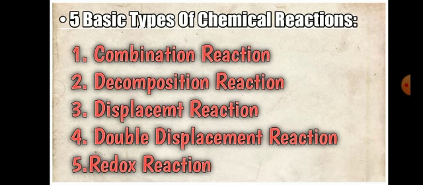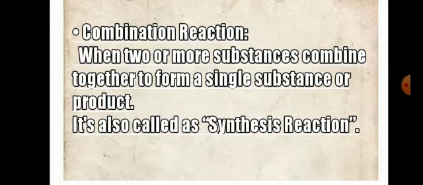So these are the 5 basic types of chemical reactions, and in this whole session we are going to learn about the first reaction, that is the combination reaction, which is also known as synthesis or composition reaction. So let us see what is the actual definition, or what we understand by the combination reaction.